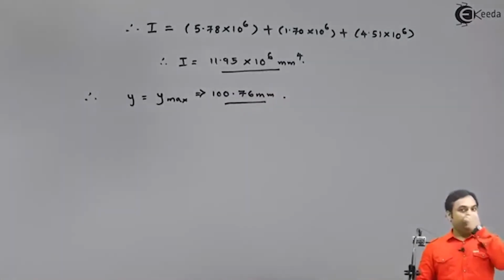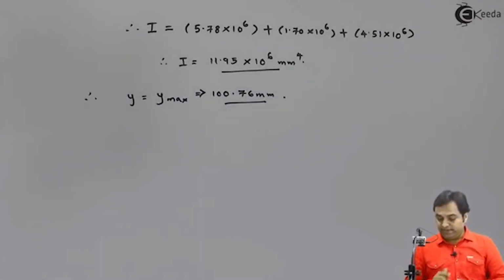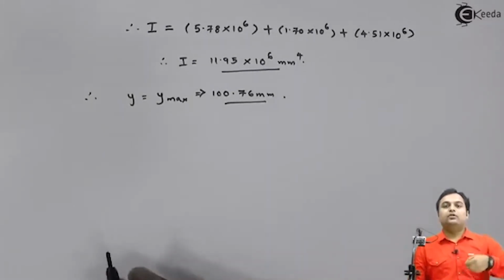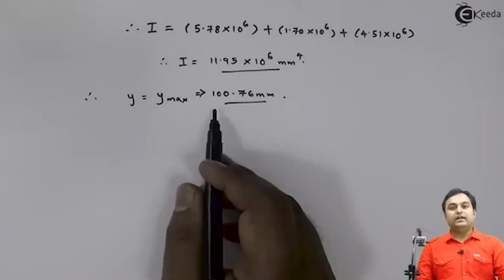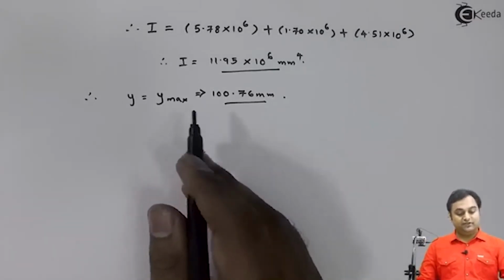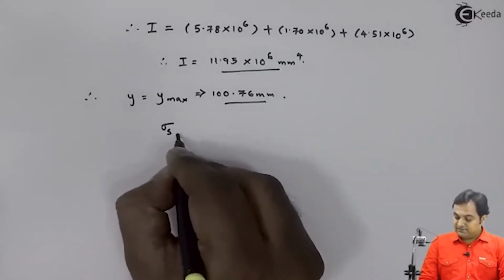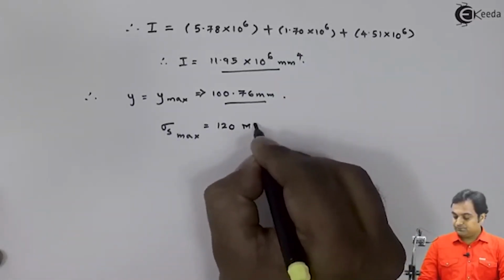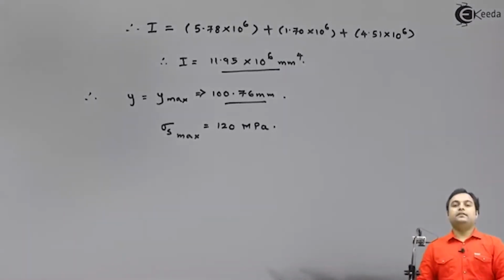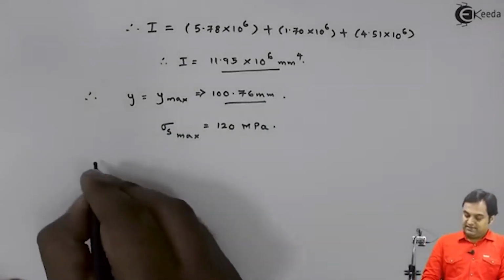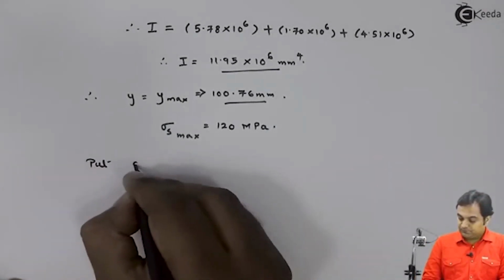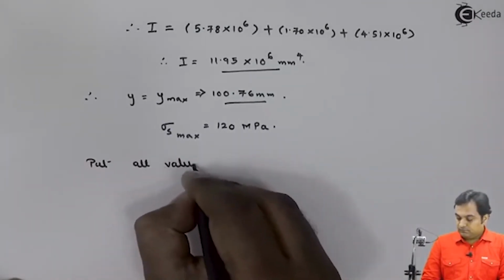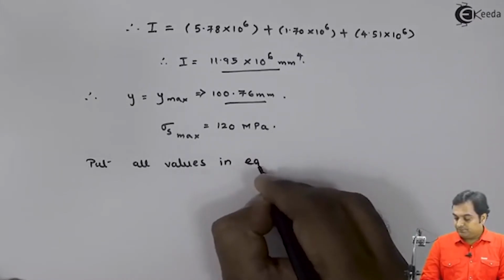And in the problem, they have given us the maximum stress in steel. So the maximum stress in steel would be at a distance of 100.76 mm from the bottom. So at this layer, we are having maximum stress, and that was given in the problem as sigma S max, maximum stress in steel, 120 megapascal. Now I can easily put all values in equation number 1 to get my answer of moment of resistance.